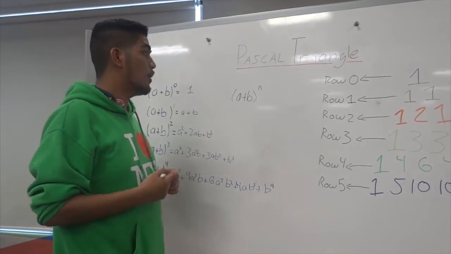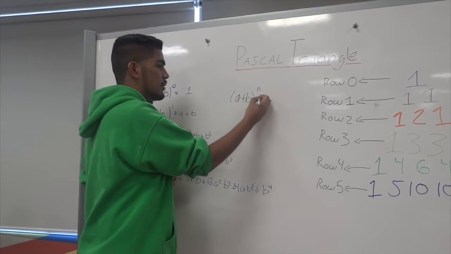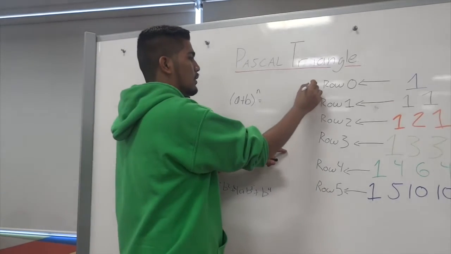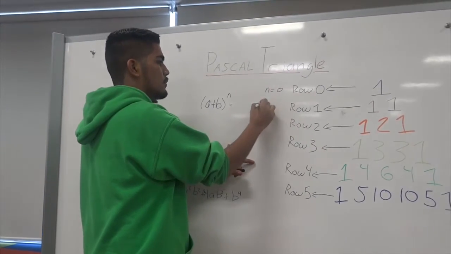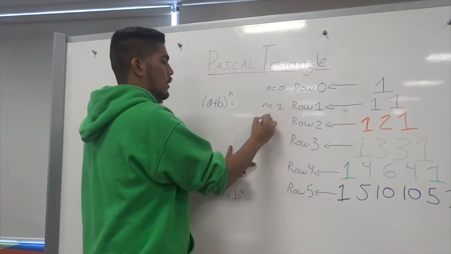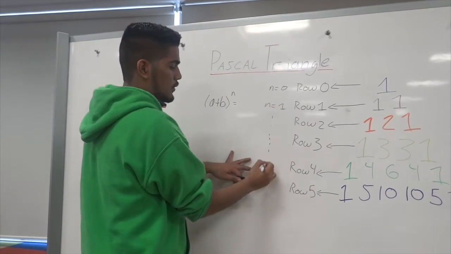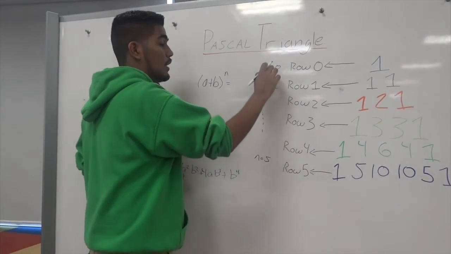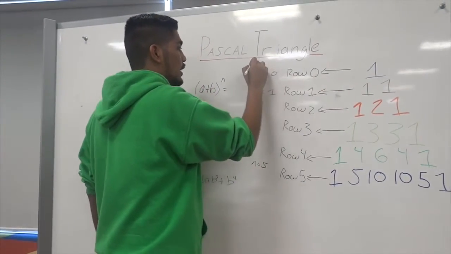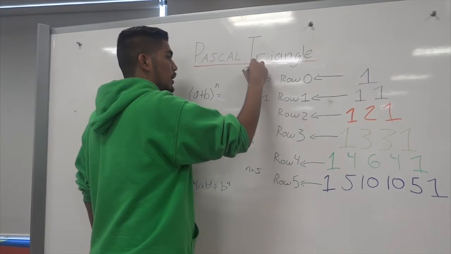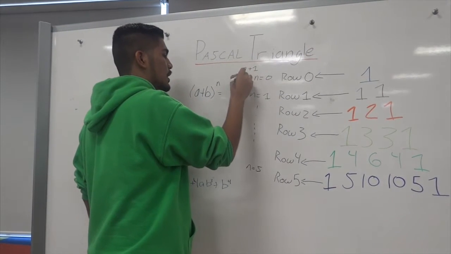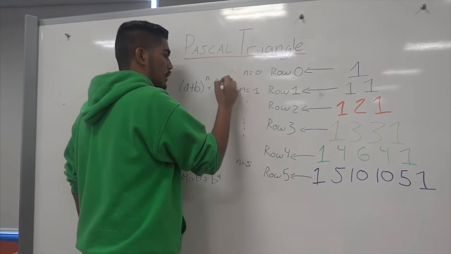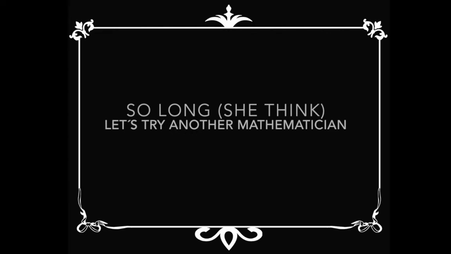In order to know how many terms there will be in this expansion, we are going to see this. In this expansion, n is equal to 0. In this one, n is equal to 1, and so on. So this one is n equal to 5. And the number of terms in this one is 1, so it is n plus 1. So in this expansion, it will be n plus 1 terms.